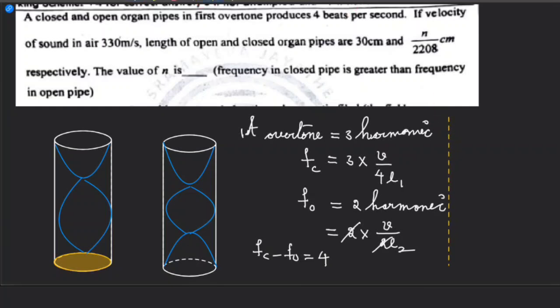Now what you need to do is, Fc minus F naught is equal to 4. Then 4 is equal to 3V by 4L1 minus V by L2. So please calculate this, you will get it. So here you have to keep this thing in mind: first overtone.